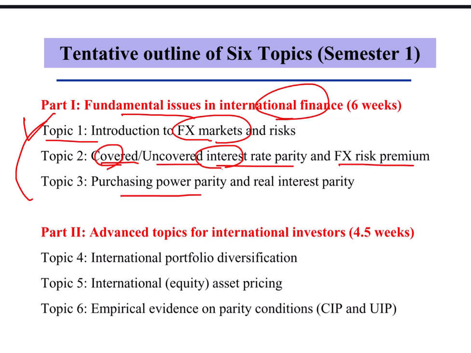And then part 2, we're going to talk about advanced topics. So the first one we're going to talk about is topic 4, international portfolio diversification. I think you learned portfolio diversification using domestic stocks. We're going to extend that to an international setting. And then we're going to talk about the international asset pricing model.